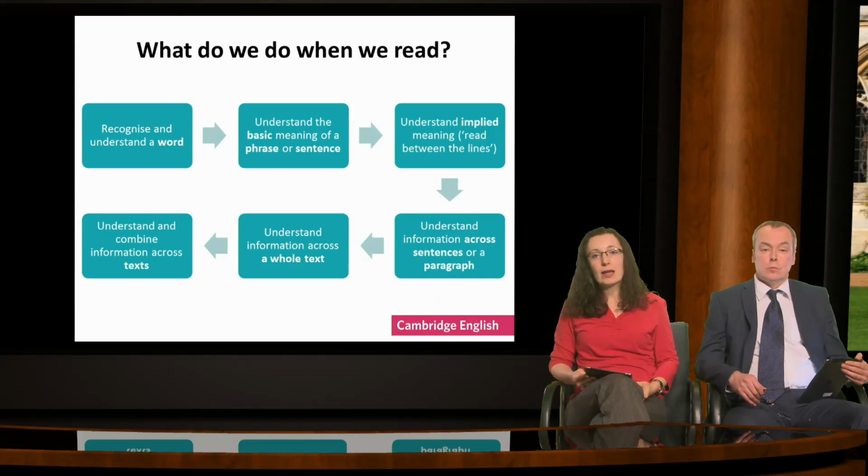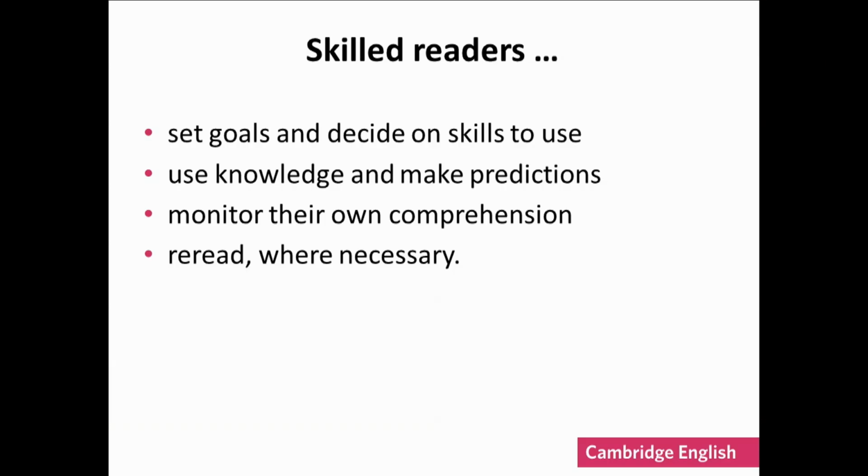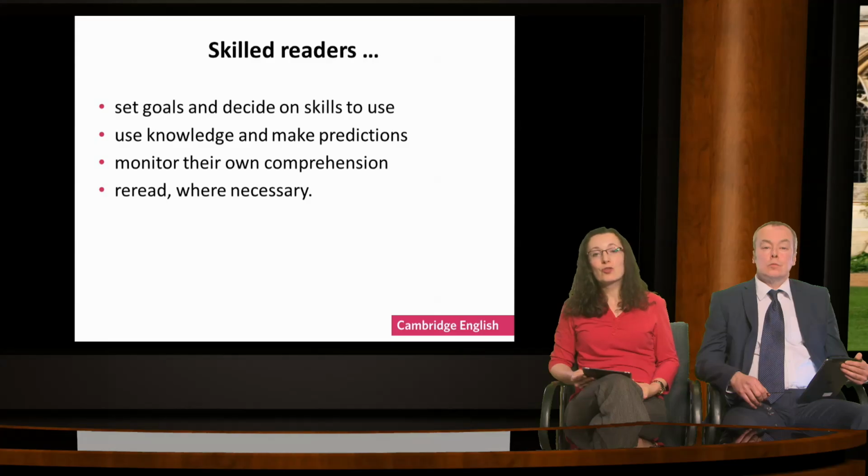key cognitive processes. But it is important to add that skilled readers do not just begin reading by focusing on individual words. In addition to building meaning from the level of words to the level of a whole text or texts, skilled readers also set goals in terms of how they will read a text. That is, they decide which reading subskill or subskills they will use. They draw on their knowledge of the world or the topic in order to predict what the text will be about. Then they monitor their own comprehension as they read. And they also reread sections of the text to check understanding if they think they may have misunderstood.